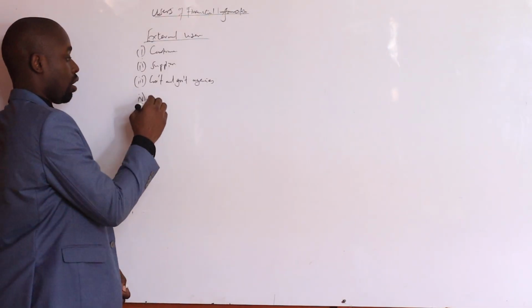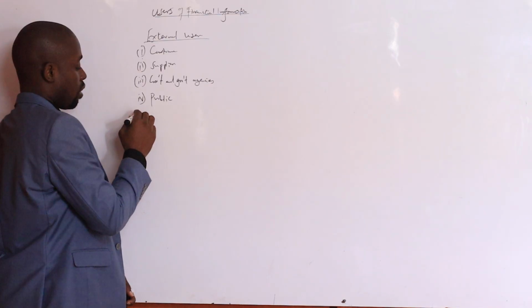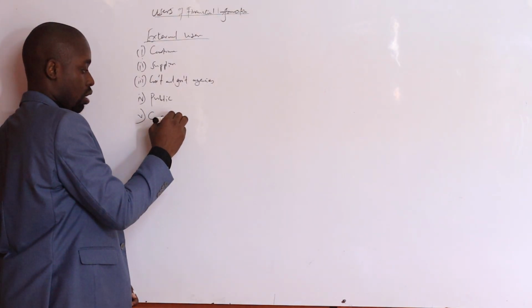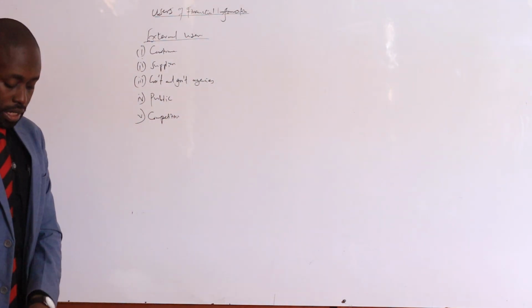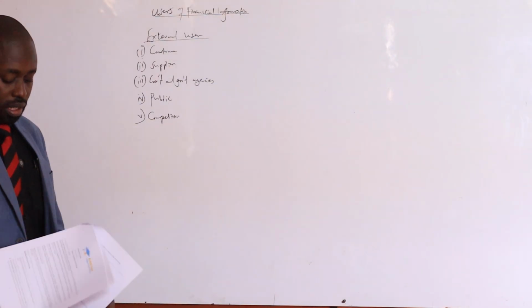We've got the general public, so it's another group. Number 5, you've got competitors. So let me discuss those first, then we add on the list other users, but the main ones.